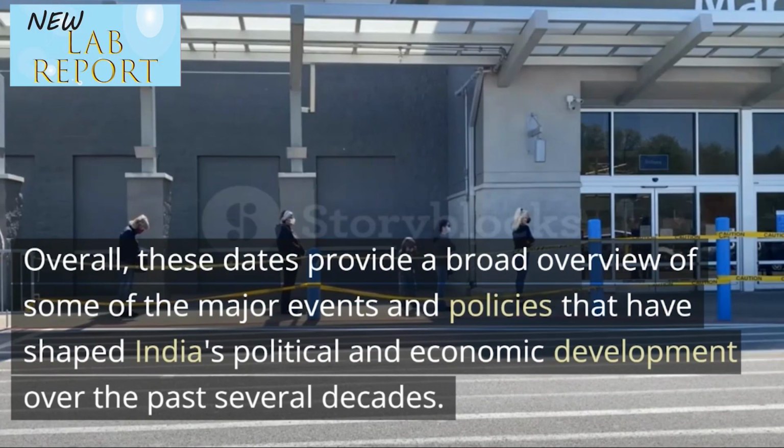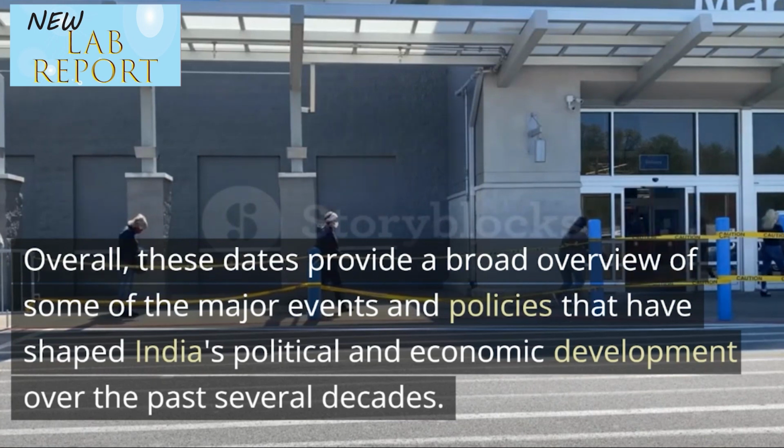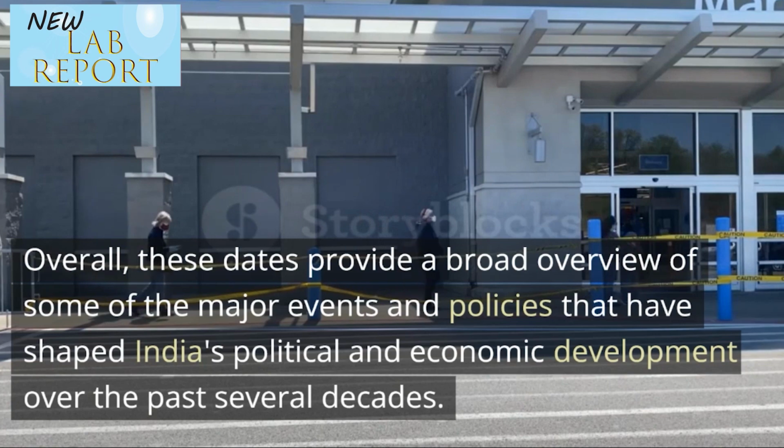Overall, these dates provide a broad overview of some of the major events and policies that have shaped India's political and economic development over the past several decades.